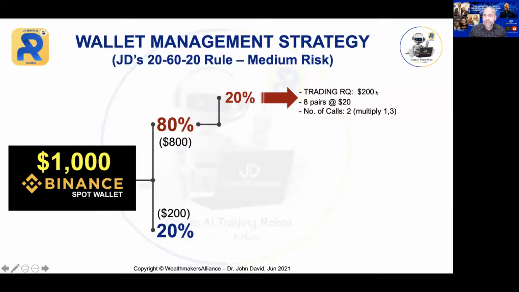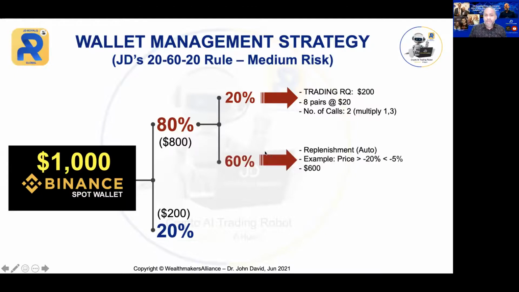Now, can you see that at $200, I can open 8 pairs at $20. I can open about 8 pairs at about $20 each pair. So now at medium risk, I can increase my order. Instead of $10, I can increase to $20. But my number of calls is still the same, and the multiplier is also still the same. Can you see that? Normally, even though I can open 8 pairs, I will never open 8 pairs at once. I will go for 4 or 5 pairs first, because sometimes the 4 or 5 pairs can be in red. Then you open up another 4 pairs and so on later on. So you can balance this concept.